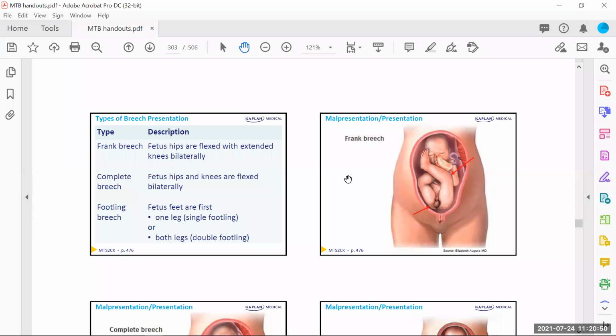When we say it's a frank breech, the fetus hips are flexed. You can see the flexion of the fetus hips with extended knees bilaterally. So both of the knees will be extended, and hips will be, of course, flexed. We can say it's a frank breech. So you can appreciate the buttocks of the child on examination.